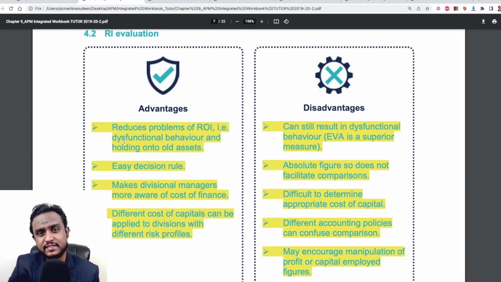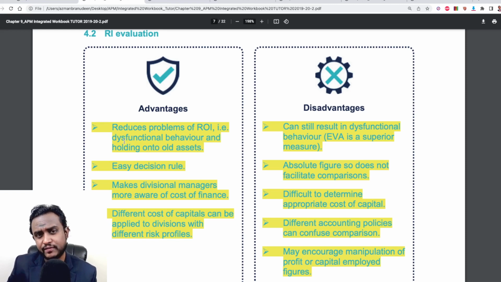The other aspect is they can try to manage their notional interest. They can try to bring down the cost of capital. If they bring down the cost of capital, the RI will be higher, will be better. So the divisional managers are now worried about something that they didn't worry about earlier, and that is definitely good. Different cost of capitals can be applied to divisions with different risk profiles.